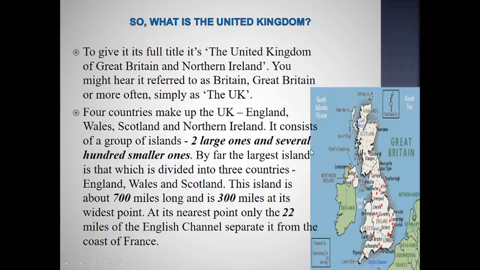So, what is the United Kingdom? To give it its full title, it's the United Kingdom of Great Britain and Northern Ireland.